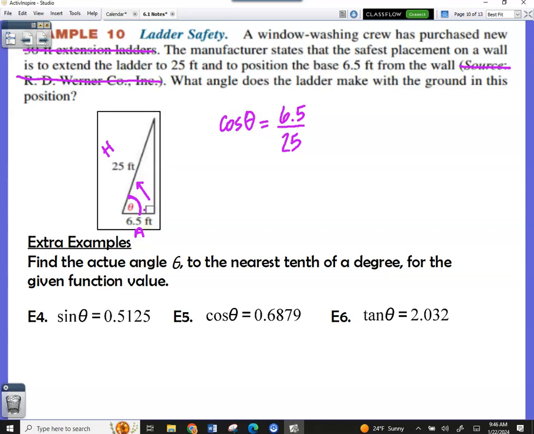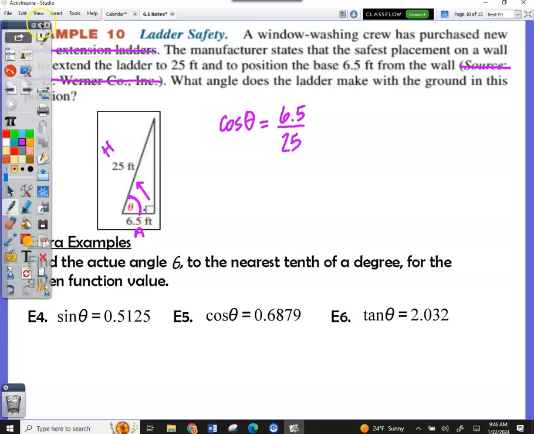Okay, we practiced finding the missing angle. I need theta by itself, so I do what? How do I get theta by itself? You do 6.5 over 25 over cosine. Like cosine on both sides. Close. You don't divide it. You apply its inverse. That -1 thing.